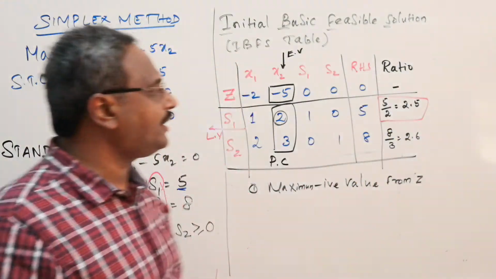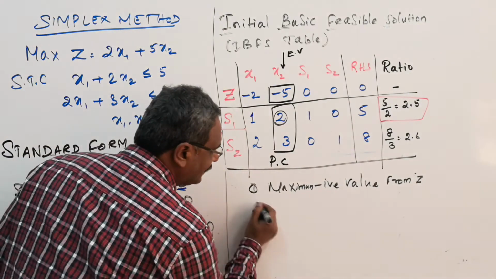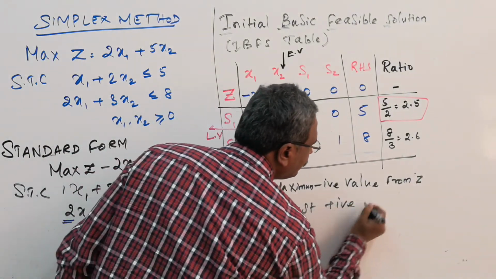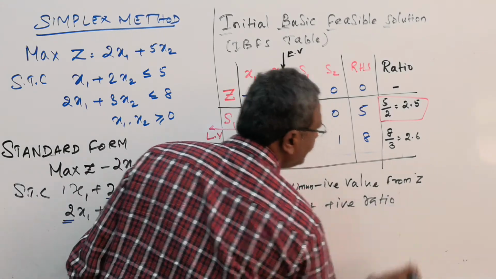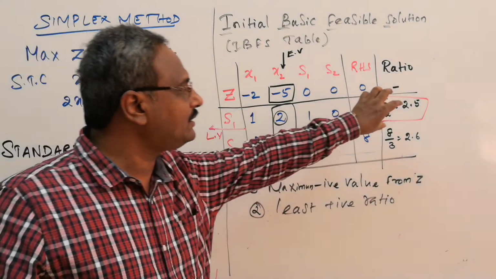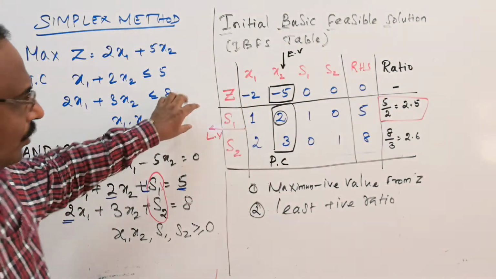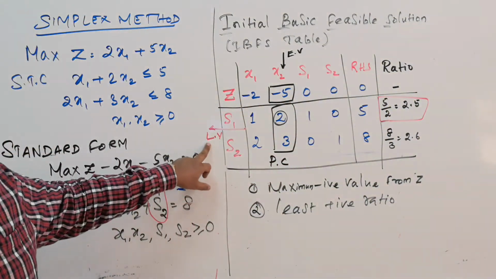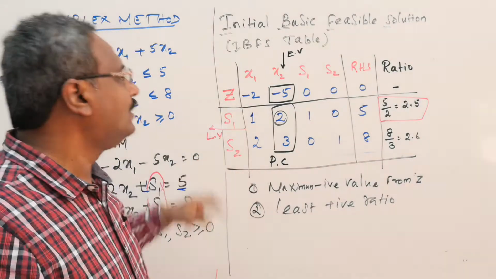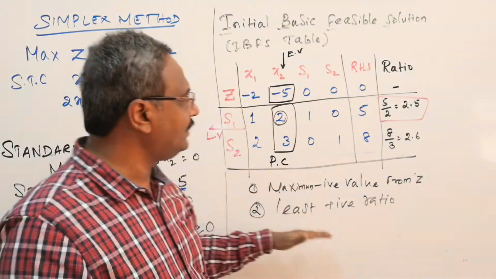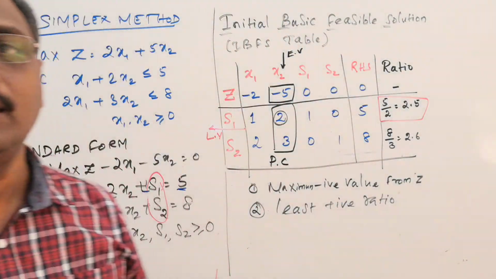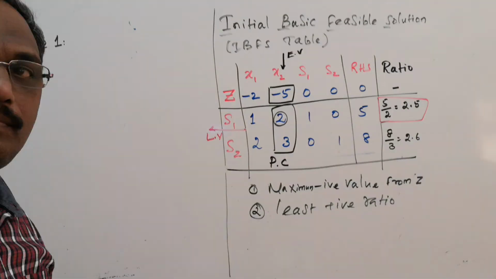Then from the ratios, we are going to select the least positive ratio. Using this ratio, the corresponding row is called the leaving row, and the corresponding variable is called the leaving variable. Then using this value, we are going to form the next table.